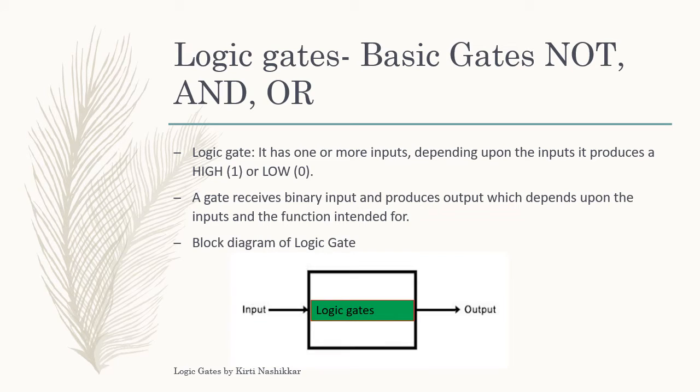The block diagram of a logic gate is just a box containing the logic gate, in which we give the input, and for that input we get the corresponding output.